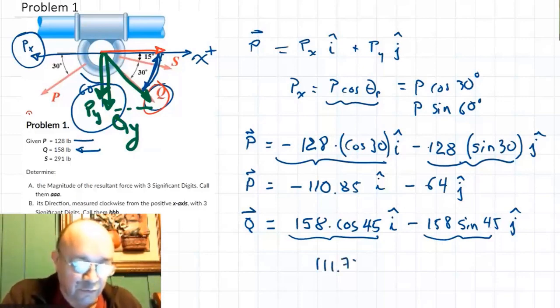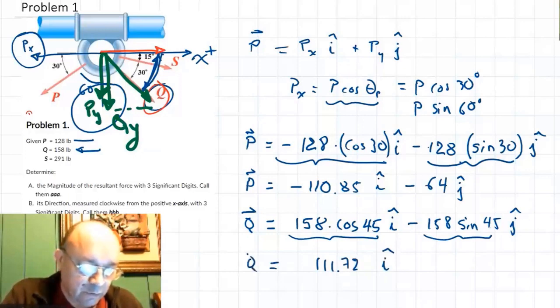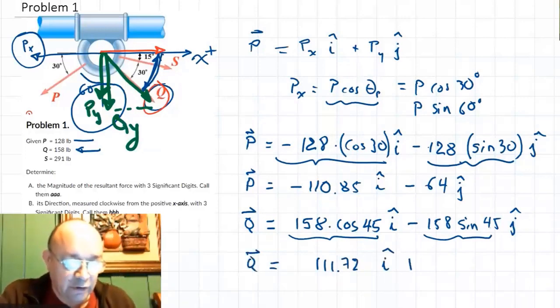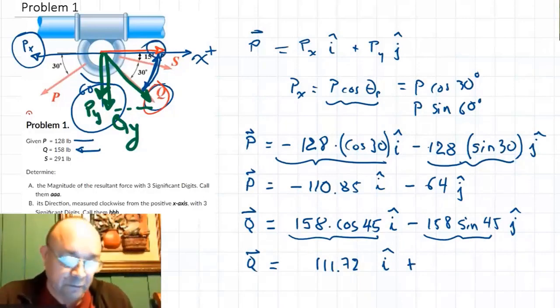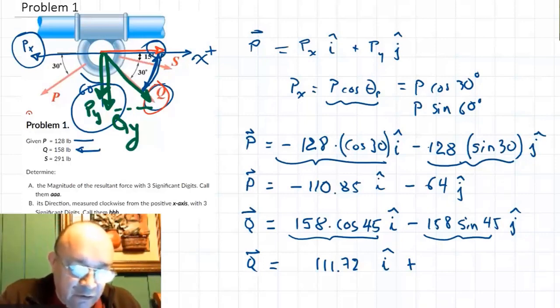Okay, 111.72 i, positive because the component in the x direction is going positive, right? And 158 times sine 45. Oh, the same value, because sine and cosine of 45 are the same. So it will be the same value here, j.